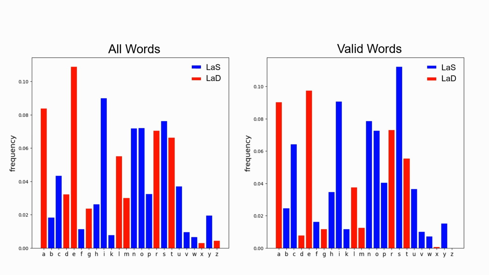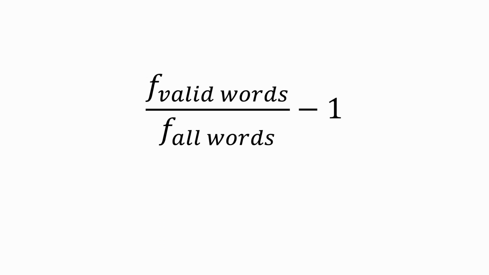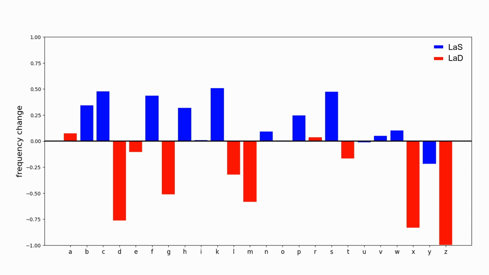If we divide the graphs by each other and subtract 1, we can find the relative frequency change between the two lists, which is this graph here. It looks pretty good.